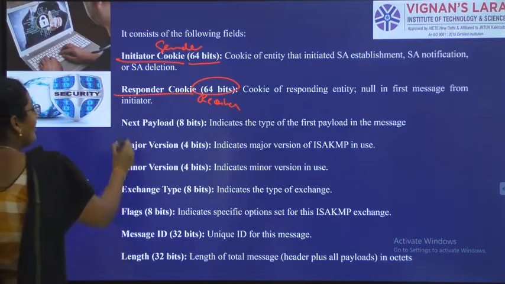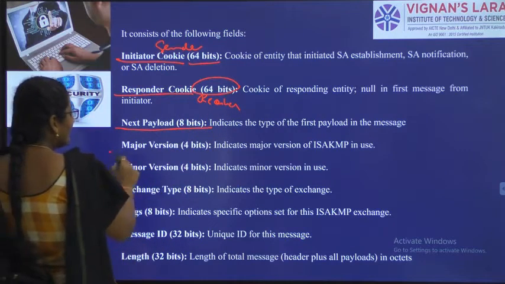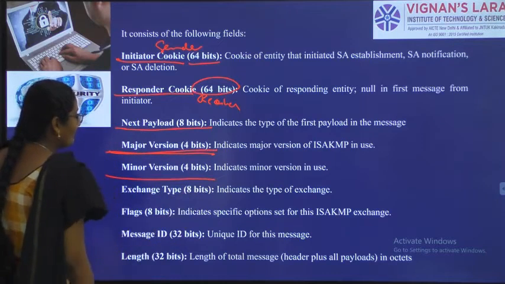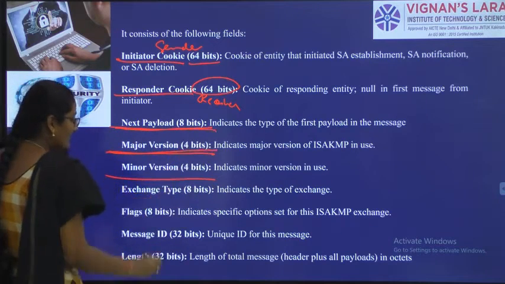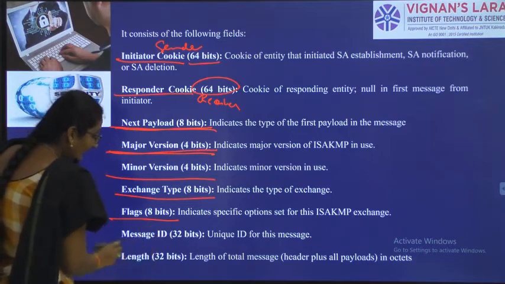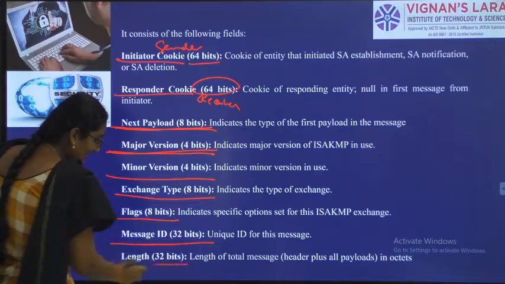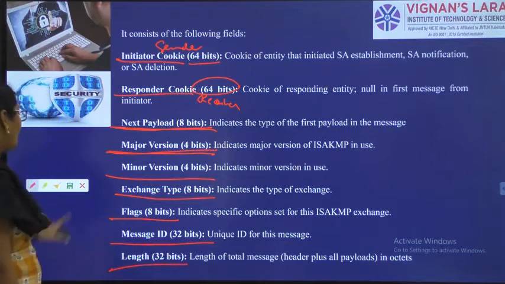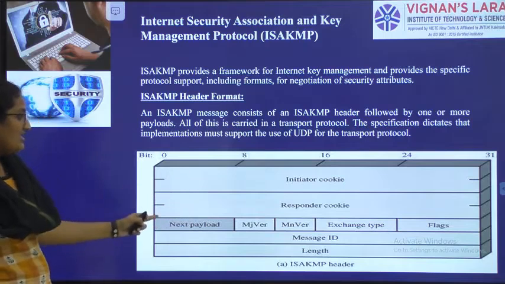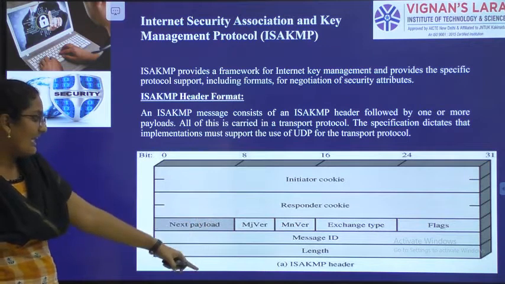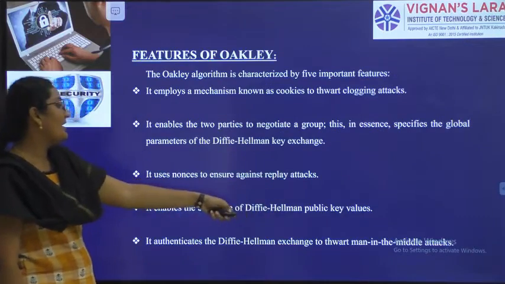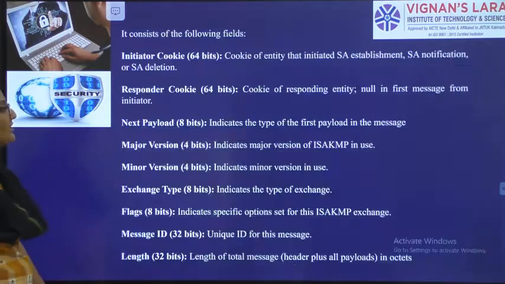So see here, it is of size 32 bits, meaning 0 to 31 bits. First, as I told you, the concept of cookies is used in these protocols. So first we are giving 32 bits for cookies, and 32 bits for cookies: sender cookie, receiver cookie. So we have sender and receiver. The sender we are calling the initiator. The receiver we are calling the responder.